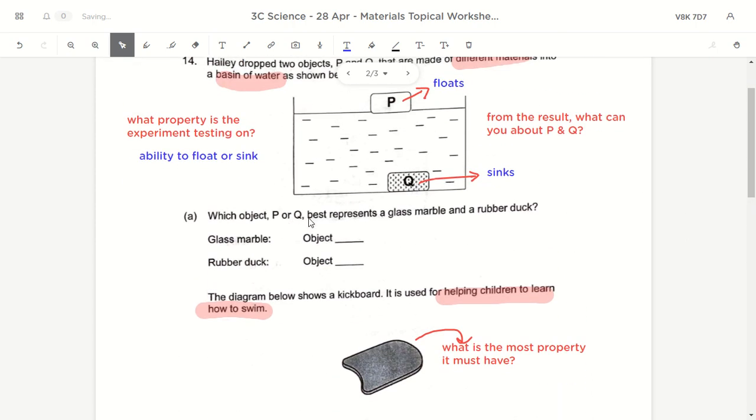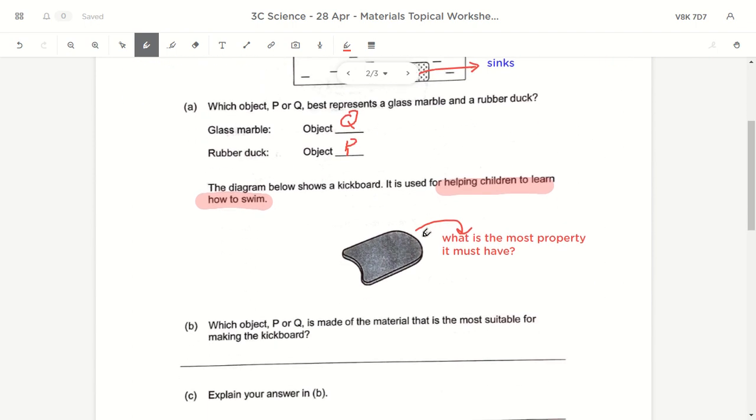They're asking you which one represents P and Q, glass marble or rubber duck. Glass marble will sink. We have seen it in the activity we have done in the activity book. So glass marble is actually my Q, and rubber duck is my P, because rubber duck floats. Okay, so with that understanding, I have this application question here.